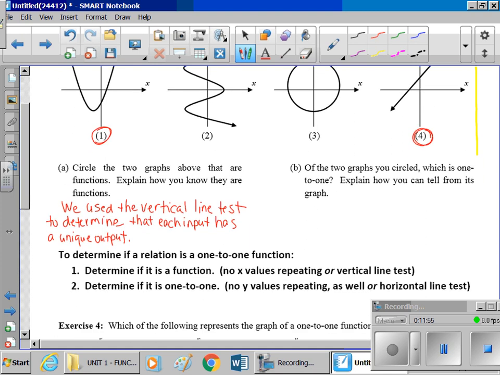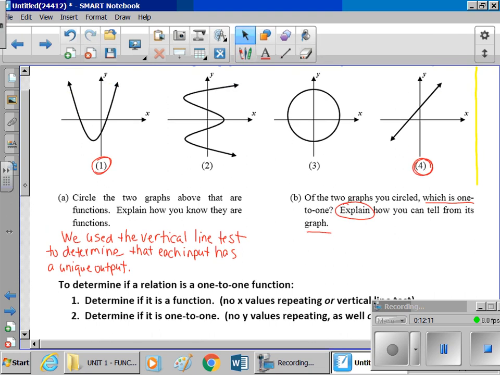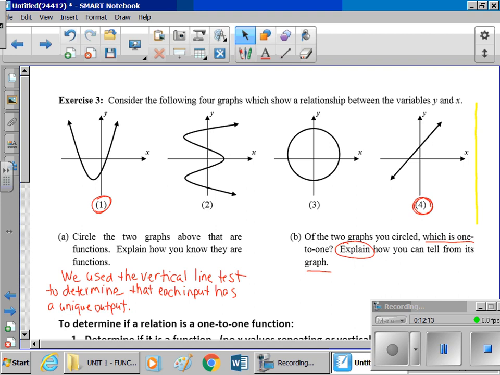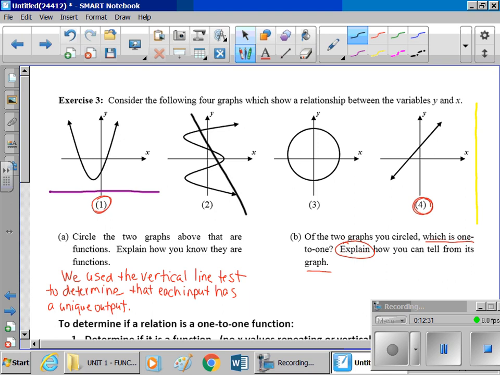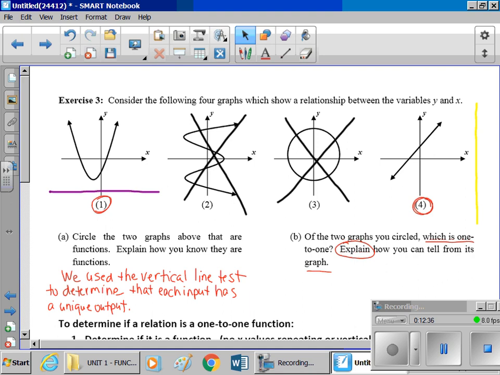So of the two graphs you circled, which is one-to-one? Explain how you can tell from the graph. So they want to know which one is one-to-one, and that's the horizontal line test. We talked about the vertical line test just before. So now what I'm going to do is give us a horizontal line and determine which one is going to be a one-to-one function, because the first thing, determine if it's a function. So in other words, I'm not considering this one and I'm not considering this one. No reason to test for horizontal line because it failed the vertical line test.